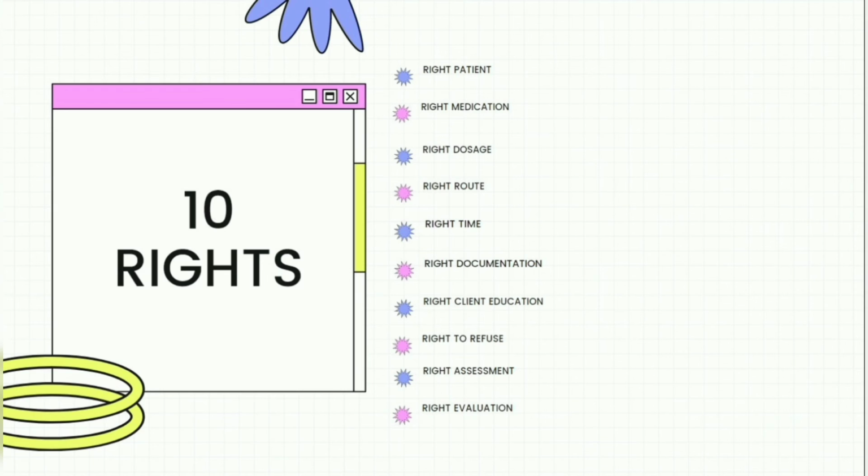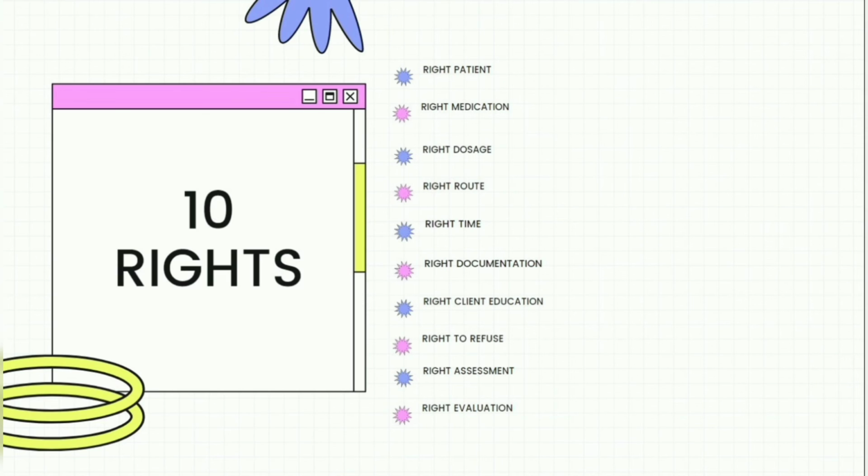Next is the right medication. The first right of drug administration is to check and verify if it's the right name and form. Beware of look-alike and sound-alike medication names. Misreading medication names that look similar is a common mistake. These look-alike medication names may also sound alike and can lead to errors associated with verbal prescriptions.